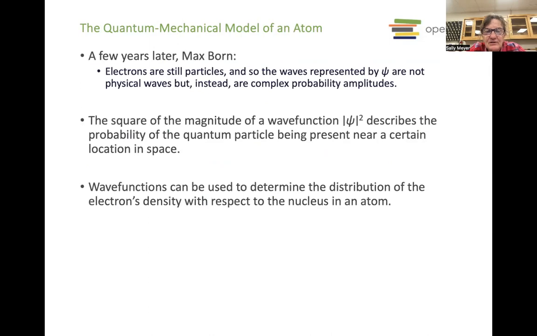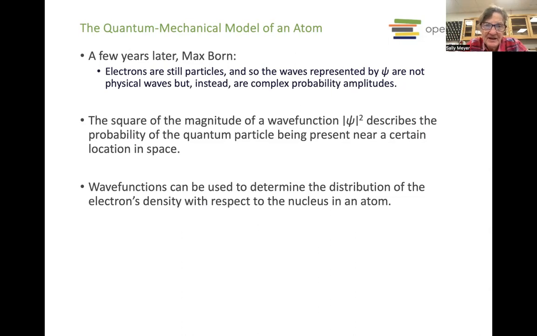A few years later, Max Born came along. There are so many names; the most common names in physics are Einstein, de Broglie, Heisenberg, Bohr, Born, Planck. So many scientists were working on quantum mechanics. And Max Born's contribution was that electrons are still particles. And so the wave represented by psi is not a physical wave, but instead is a complex probability amplitude.